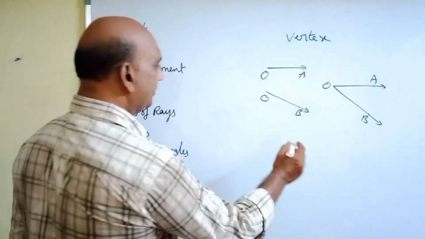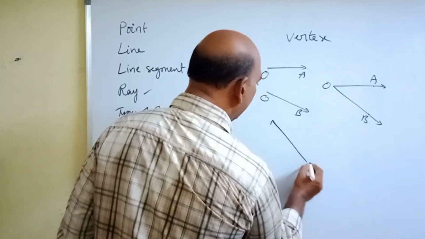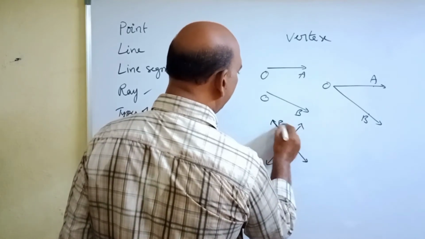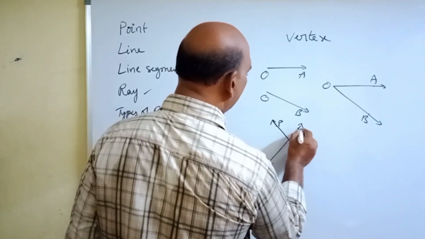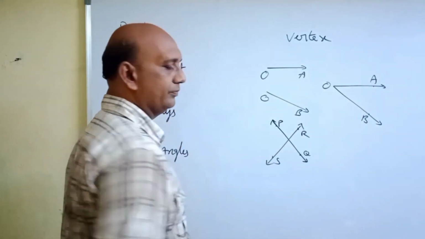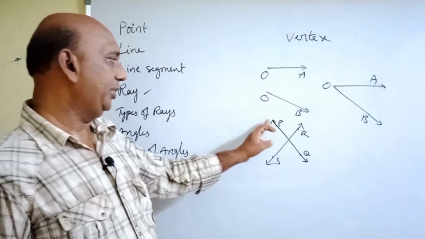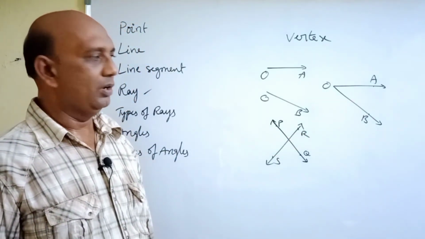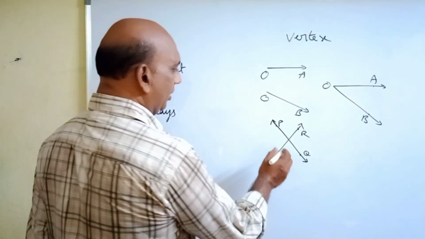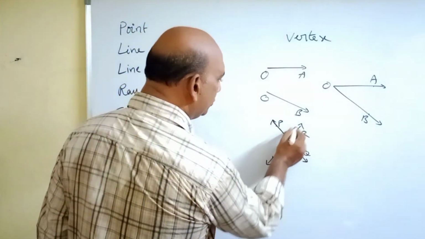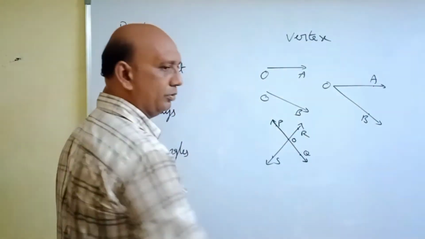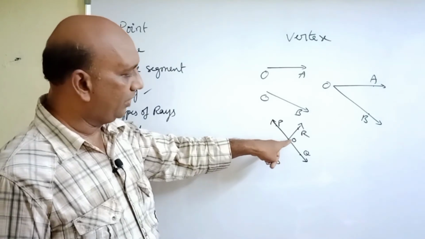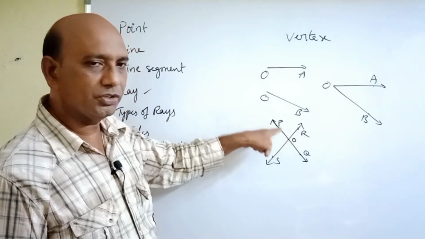So like this, if you see this example, P, Q, R, S. PQ is one straight line and RS is another straight line. What is the common point? These two lines intersect at one point, O. O is the point of intersection of the two lines.